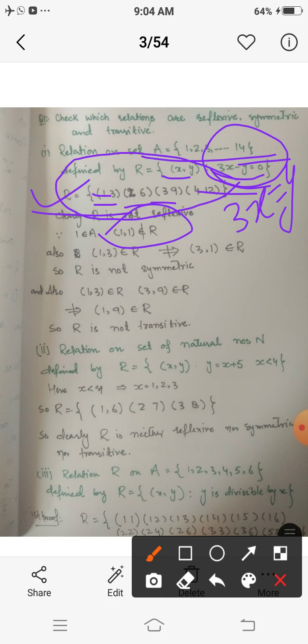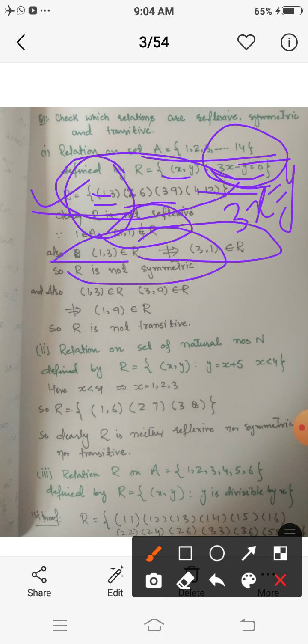Also here R contains (1, 3), or (1, 3) belongs to R, but (3, 1) is not in R. So this means that (1, 3) belongs to R does not imply that (3, 1) belongs to R. So there exists an element (a, b) which does not imply that (b, a) belongs to R. So clearly this R is also not symmetric.